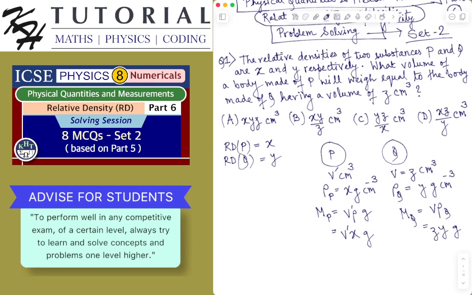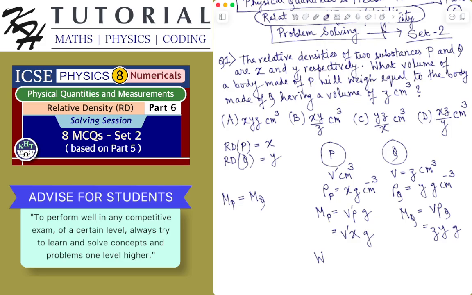Now these two, MP has to be equal to MQ because it is given the weight of the body of P. Now what is weight? What is the weight of the body of P?